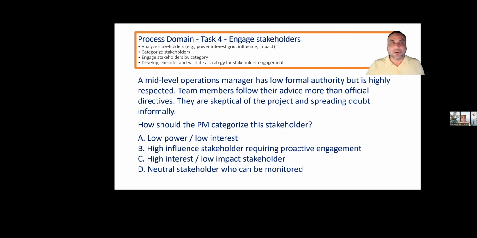A mid-level operation manager has low formal authority, but is highly respected. Team members follow their advice more than official directives. They are skeptical of the project and spreading doubt informally. How should the PM categorize this stakeholder? Mid-level operation manager has low formal authority but highly respected.